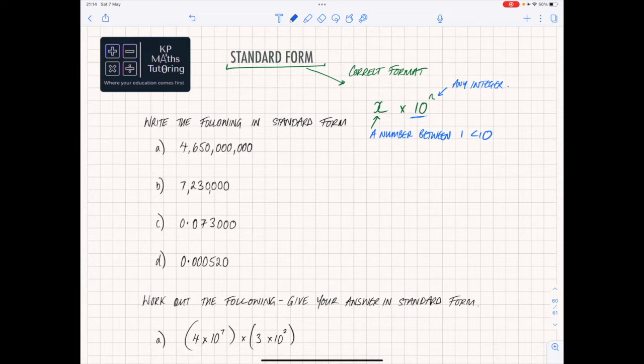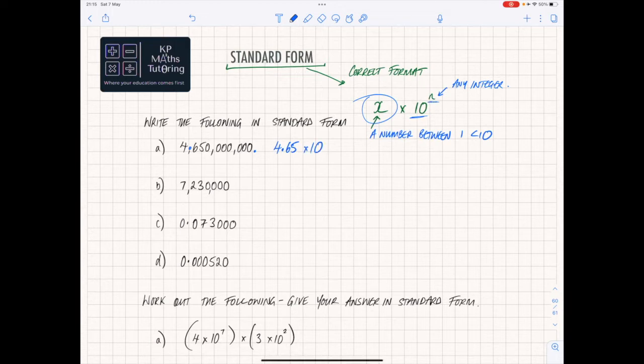So the first thing I need to think about is how can I make this between 1 and 10? Well, at the moment my decimal place is there and I need to get it there, because that's between the 4 and the 6, which makes it 4.65. I couldn't put the decimal there because that would make it 46.5, which is not less than 10. And I couldn't move the decimal there because that makes it 465, which again is not less than 10. So my decimal has to go to that point there. So I know my answer is going to start as 4.65 times by 10, and then I need to figure out what the power is.